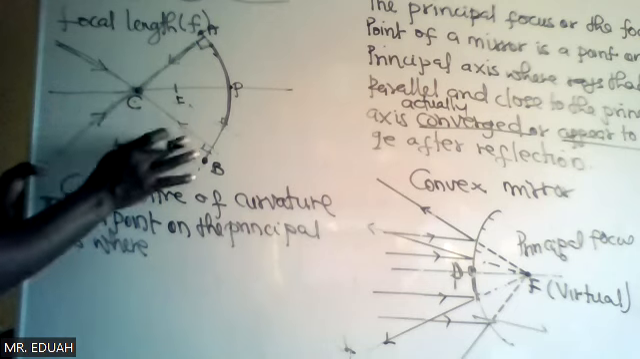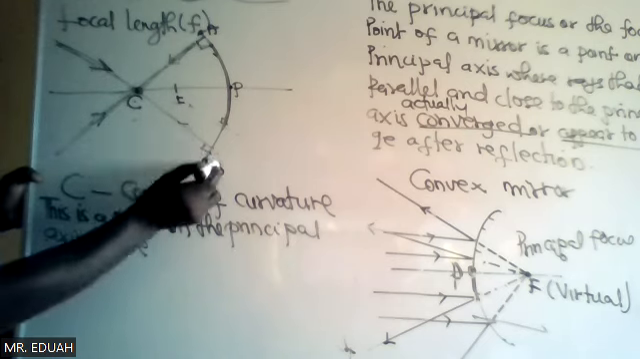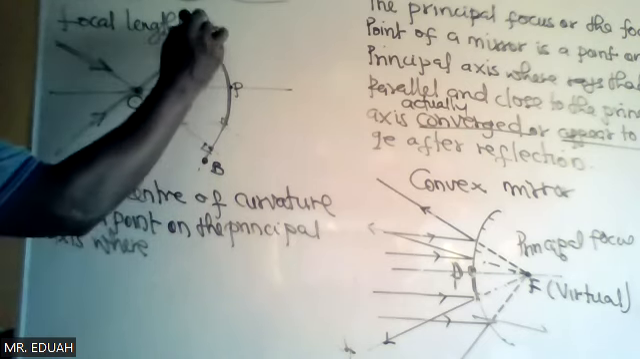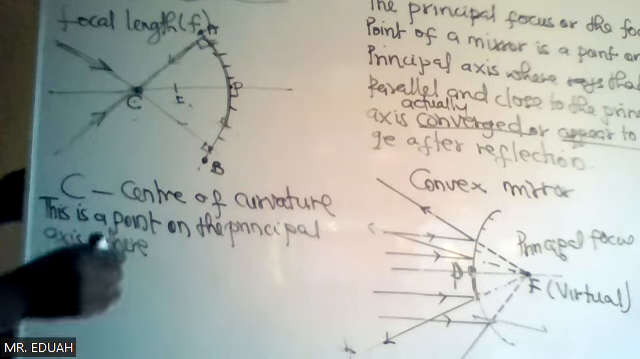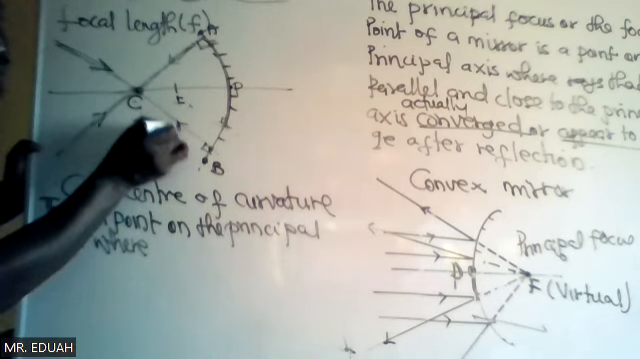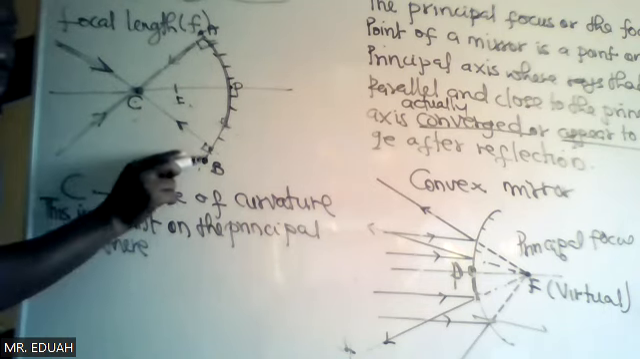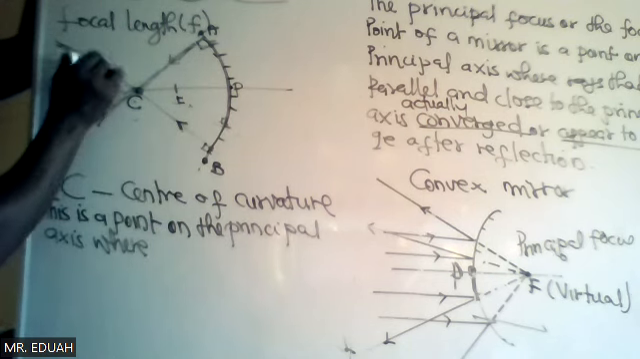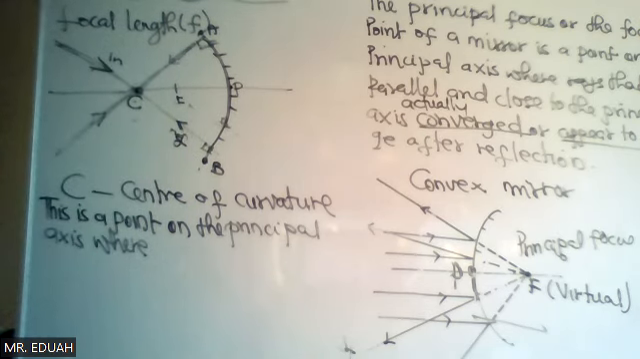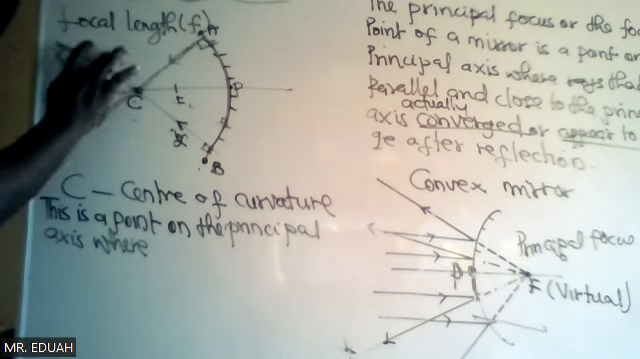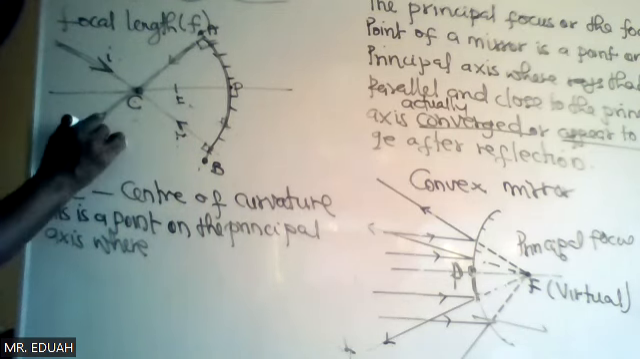Listen. This arrow indicates that the ray is coming, hitting the mirror, right? After reflection, the arrow must be moving away from the mirror. So once you see an incoming ray, an arrow coming to the mirror, it means that is the incident ray. This is the reflected ray. So this is I. This is R. This is I. This is R.